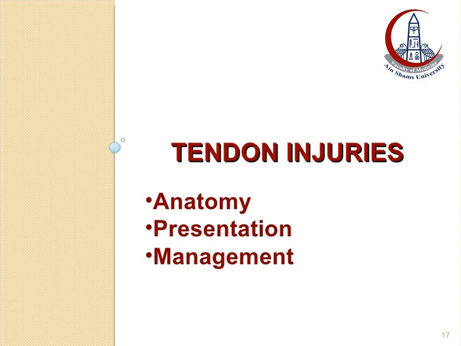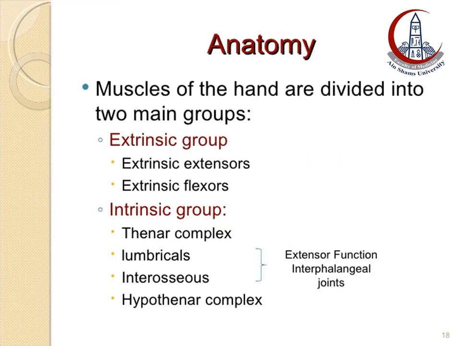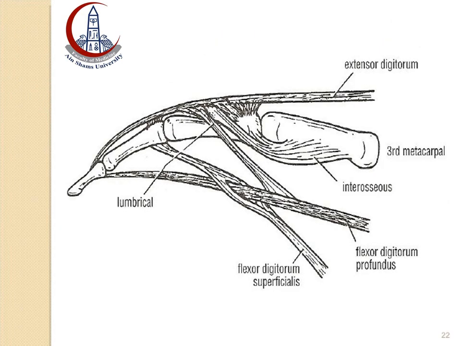For tendon injuries, you have to be aware of the anatomy of the flexor and extensor tendons and also the small muscles of the hand, the presentation of different types of tendon injuries, and a brief on management. The muscles of the hand, as we said, are the extrinsic group and the intrinsic group, with extensor and flexor tendons. This very simple diagram shows the anatomy of the extensor and flexor tendons, the flexor digitorum profundus, flexor digitorum superficialis, the relations between them, the insertion, and the extensor apparatus above.